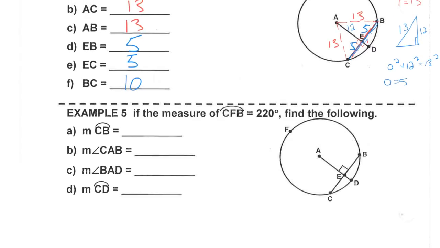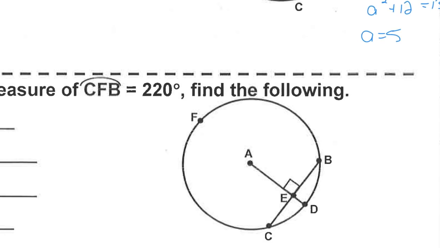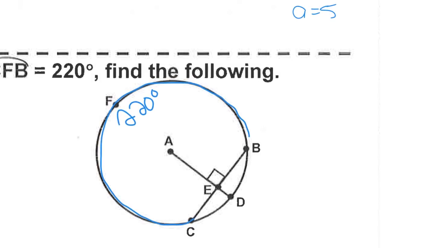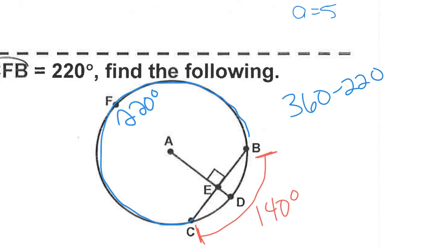It says if the measure of arc CFB is 220 degrees, so C to F to B, that's 220 degrees, wants us to find the following, and that tells us a lot on its own. If that's 220, then everything left, when I subtract from 360, is the other part. I'm going to do it in red here: this arc right here looks like it's 140 degrees.